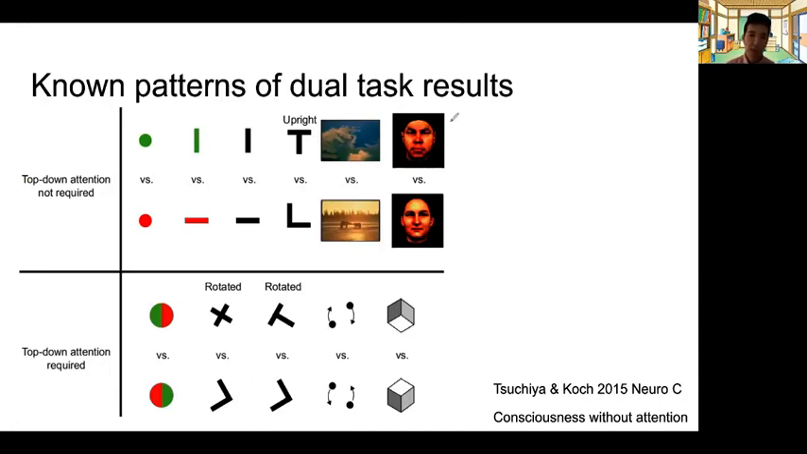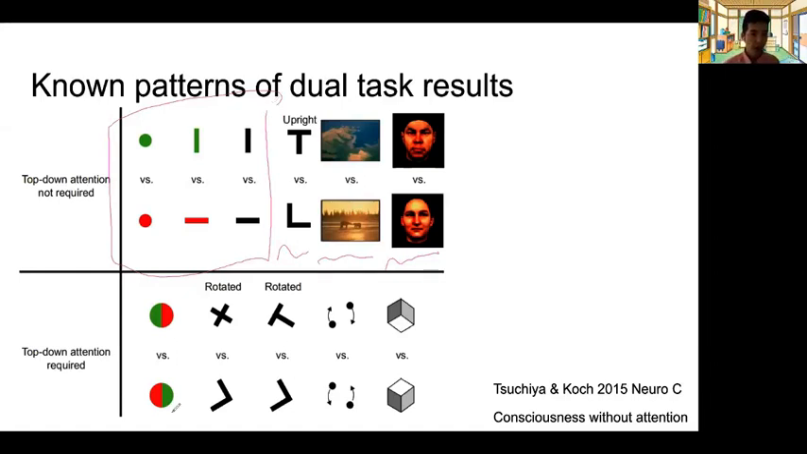One possibility is that these faces and natural scenes and the upright T and Ls are in a sense complex but overlearned training stimuli, and maybe we have brain areas that are dedicated for each of them, and the local circuitry does not require any kind of attentional amplification. And the fundamental, simplistic features are also like that. We also have a dedicated circuit, and we don't need any attentional amplification.